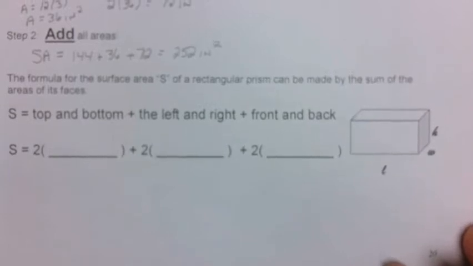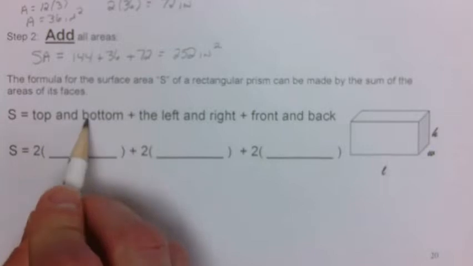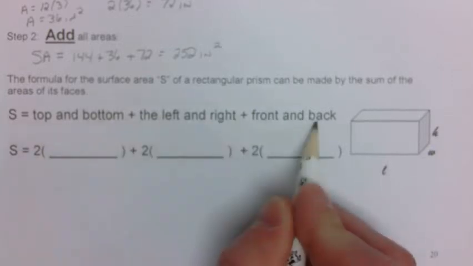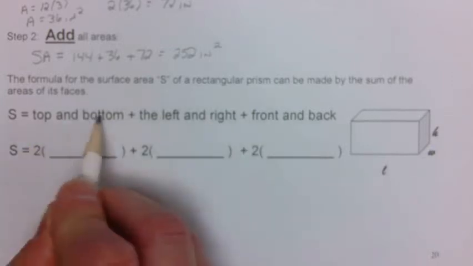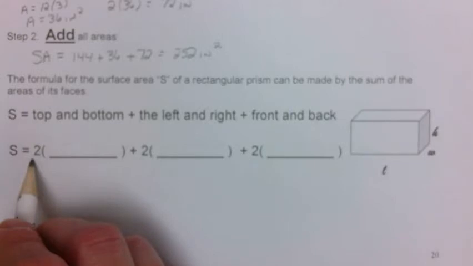With our last example, what we did was find the area of each face of the rectangular prism and then added them together to get our answer at the end. We're going to try to develop a formula for the surface area of a rectangular prism. Again, you can do that by finding the sum of the areas of its faces. We know that there was a top and a bottom, a left and a right, and a front and a back face. The top and the bottom faces are exactly the same.